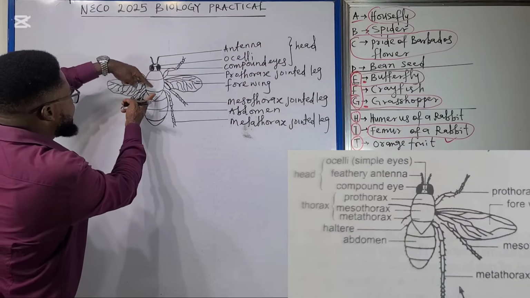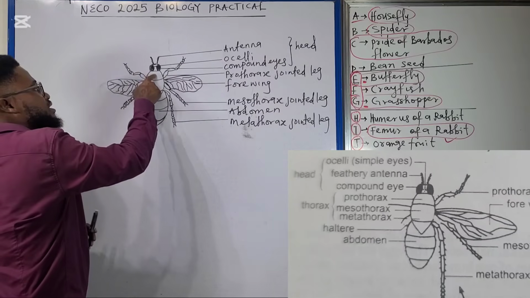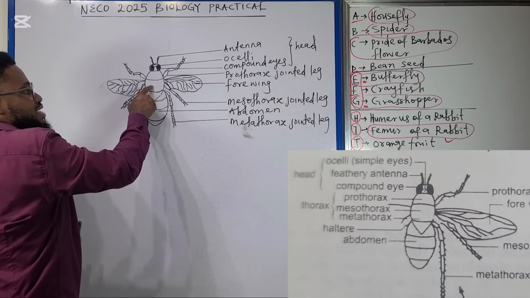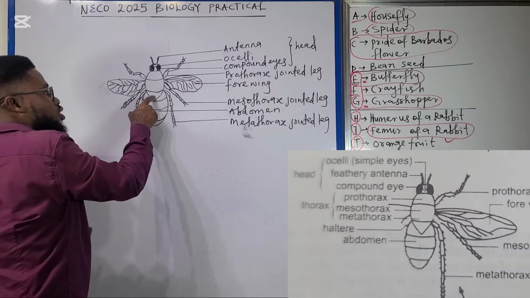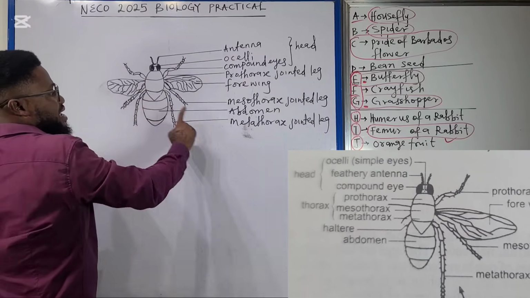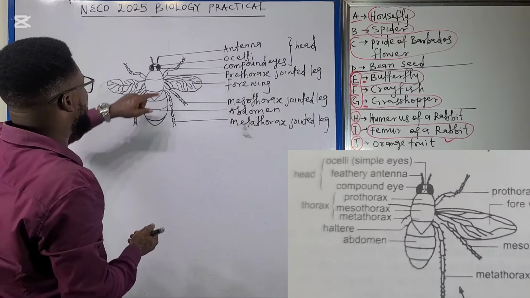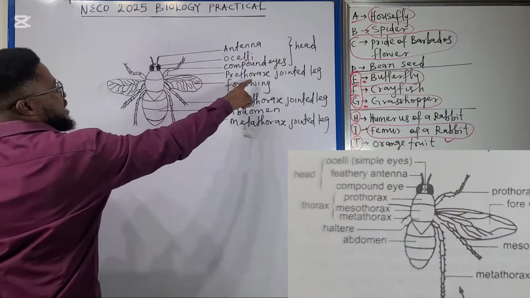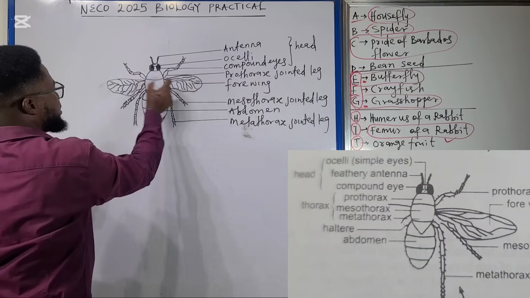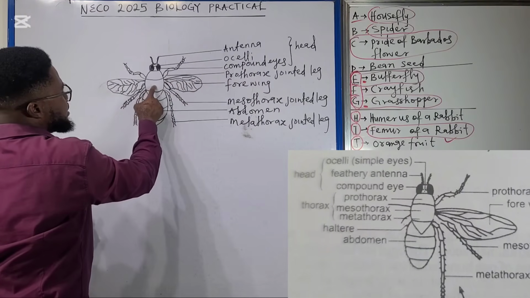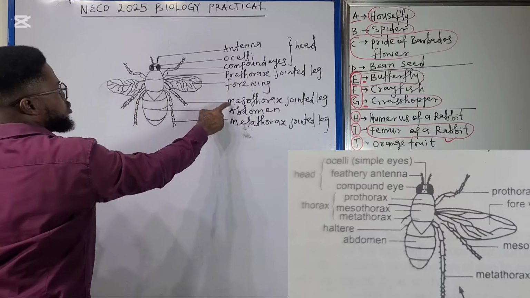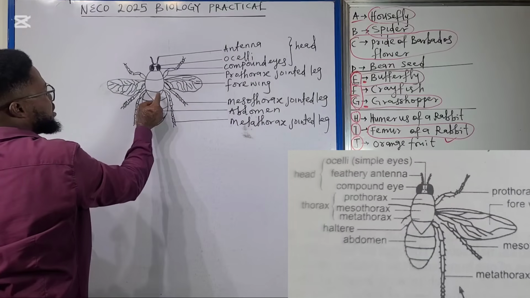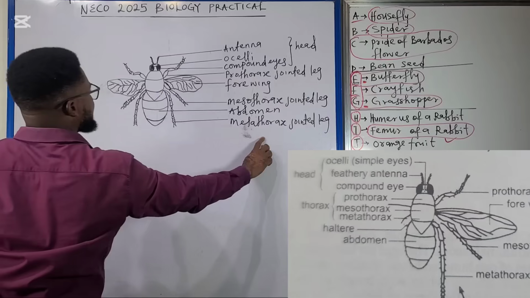This region here is the thorax. Now, the first segment in the thorax is the prothorax. The second segment is the mesothorax, and the third segment in the thorax is the metathorax. Now, on the prothorax, we have the prothorax jointed leg, and then we have the four wings. These are the four wings. On the second segment of the thorax, that is the mesothorax, we have the mesothorax jointed leg, and on the third segment we have the metathorax jointed leg.